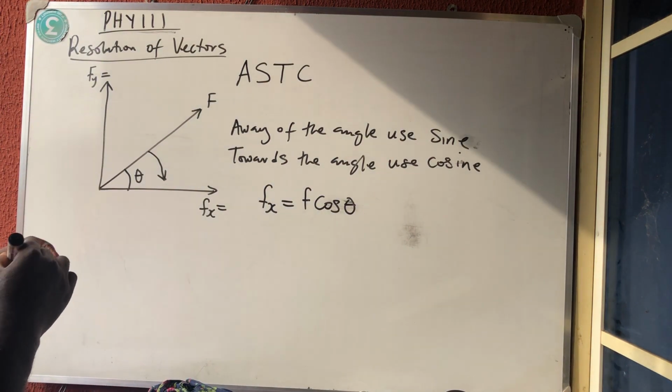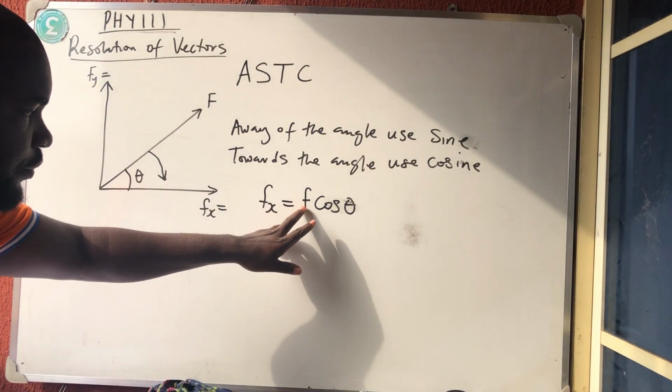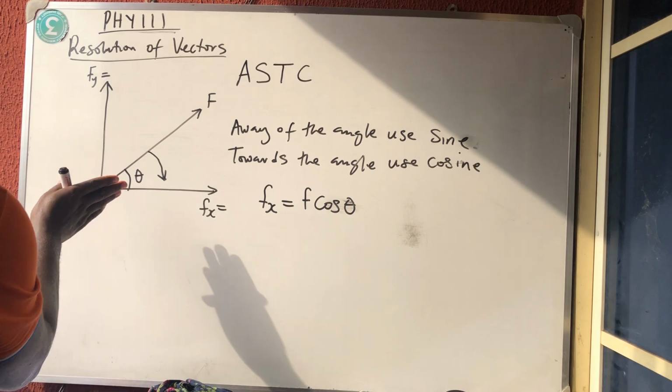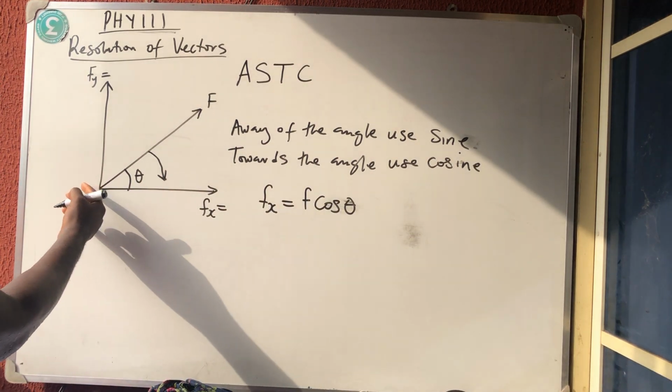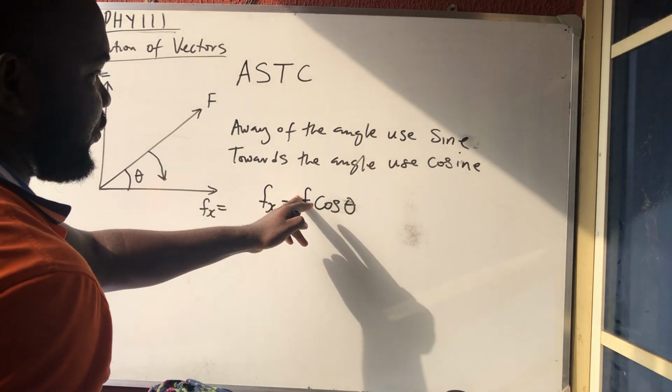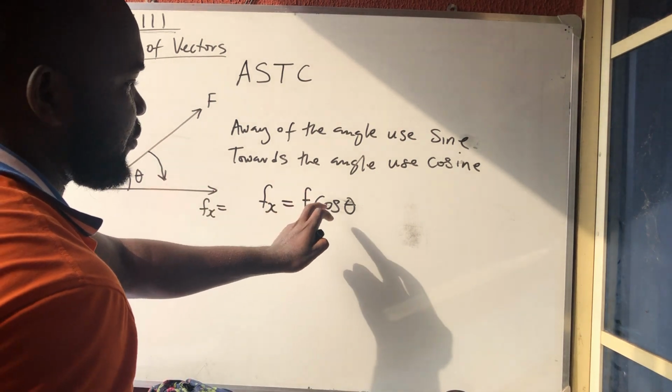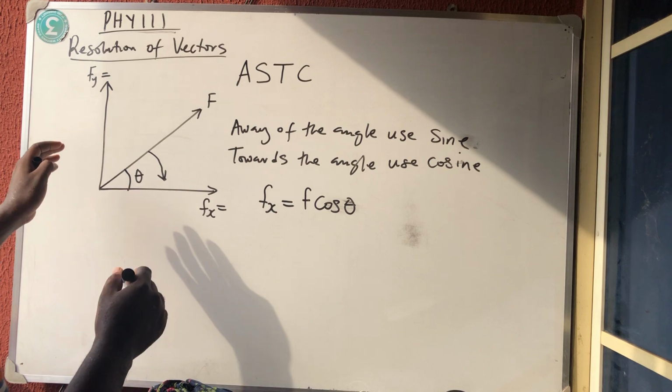Okay? Now, why did I use positive F? I use positive F because we are on the right side of x. And if we are resolving to the left side, I'm going to say that F is minus. It will now be minus F cos theta. Are you getting it now? So look at y.